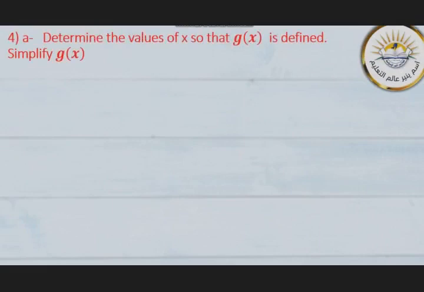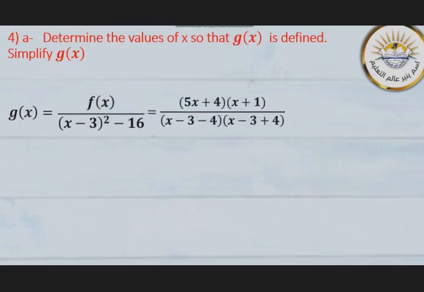4a. Determine the values of x so that g of x is defined and then simplify g of x. g of x is equal to f of x over (x minus 3) squared minus 16. So it's equal to (5x plus 4) times (x plus 1), which is f of x, over (x minus 3 minus 4) times (x minus 3 plus 4).